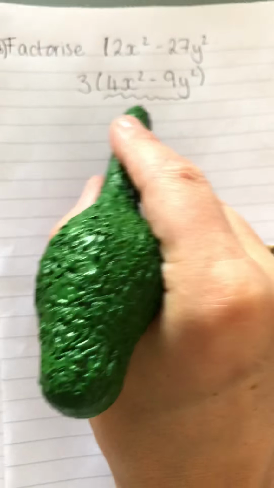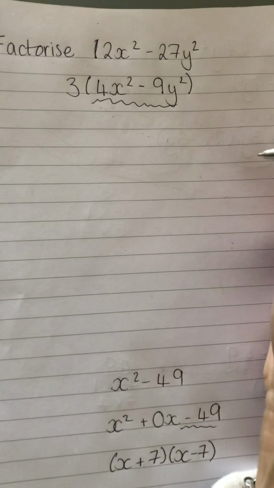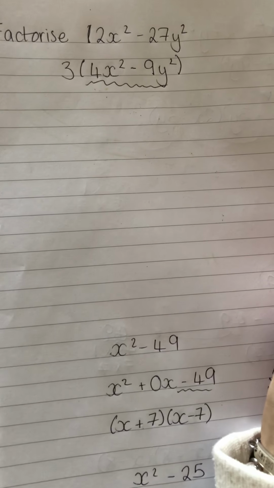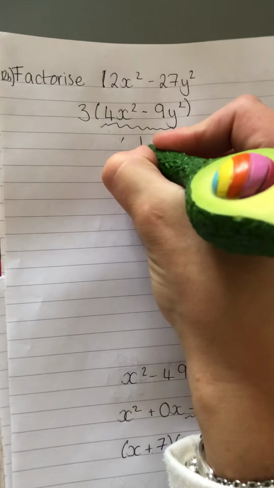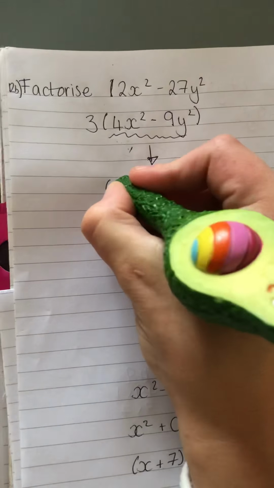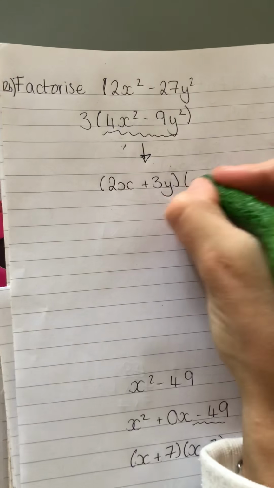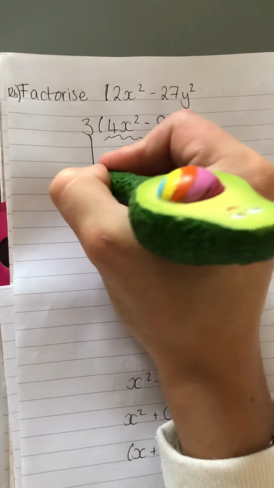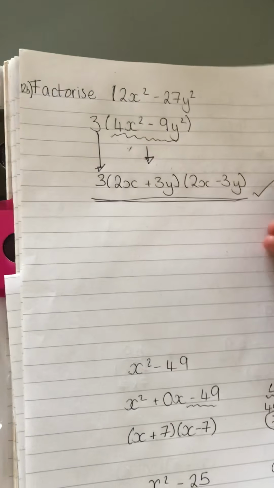So up here we've got a similar thing going on. We've got 2 square numbers, which are 4 and 9, and we've then got two square terms. So this will further factorise to 2x plus 3y, and then 2x minus 3y. And the 3 simply drops down on the outside. And that is our final answer.